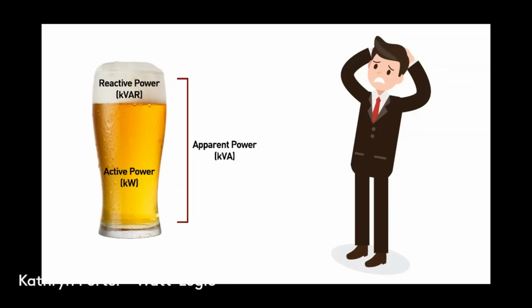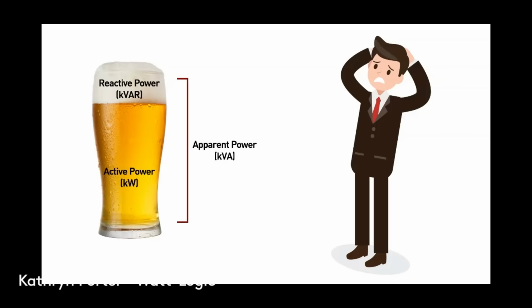operation of power grids. So people quite often use this beer glass analogy, where the beer is the useful bit and the foam on the top is the useless bit. But that's a poor analogy, really, because reactive power isn't useless. It's actually critically important to the function of the power grid. And again, we'll come back to a water analogy.